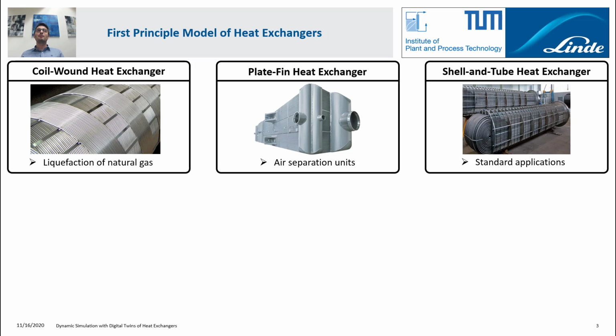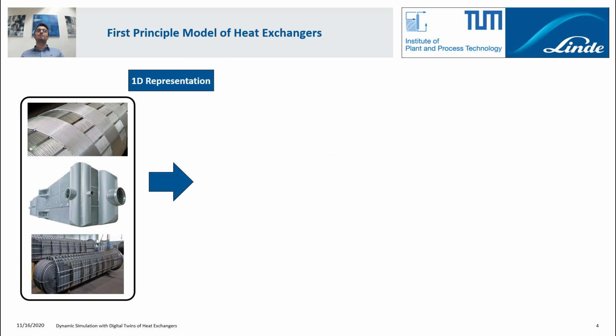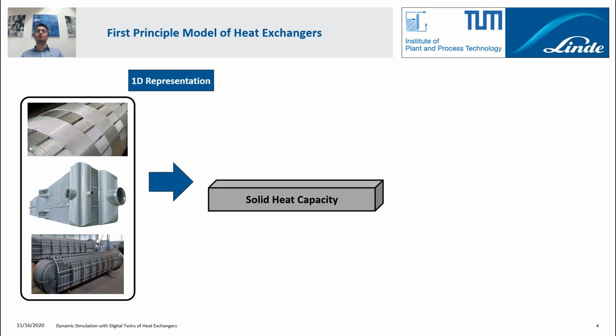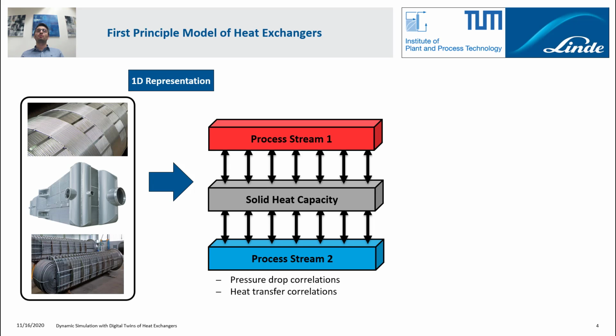In order to develop a first principle model of heat exchangers which considers all three types of heat exchanger geometries, some steps need to be taken. The first step is a one-dimensional representation which is valid for all three geometries. We do this by combining solid heat capacity modules with process stream modules. Those base modules interact with each other by heat transfer and pressure drop correlations.